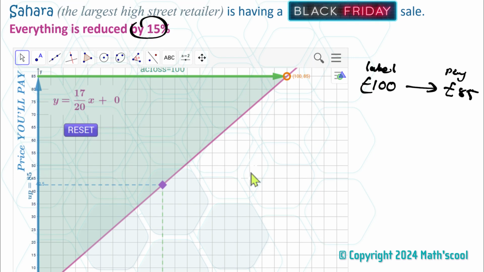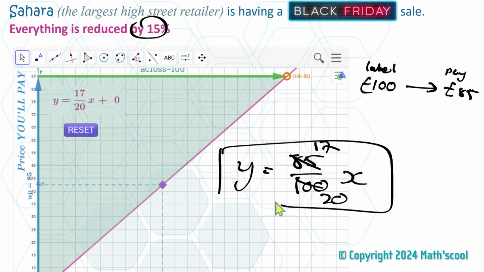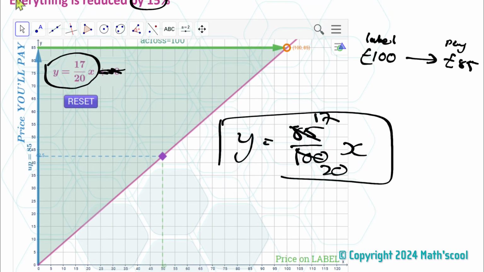And so the gradient is 85 up over 100 across, and so our gradient is going to be 85 over 100. So y equals 85 over 100x, and then of course we can cancel that down. So 5 goes into 85 17 times and 5 goes into 100 20 times. So there's our equation, y equals 17 over 20x. We don't need the plus 0, there is no y-intercept. It's a proportional relationship.